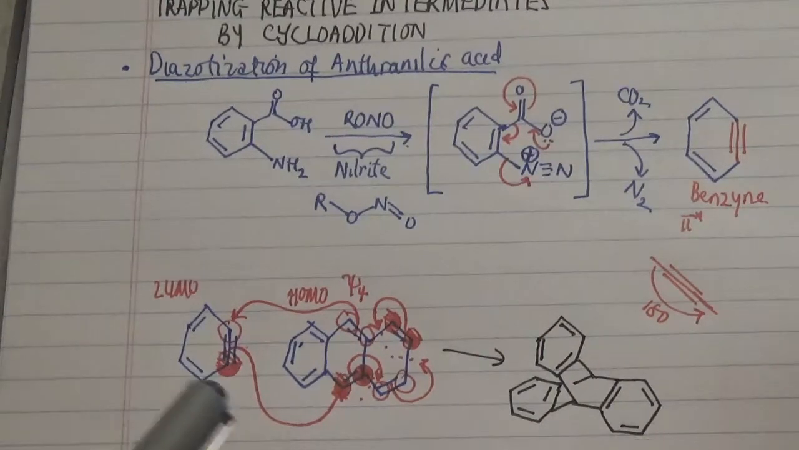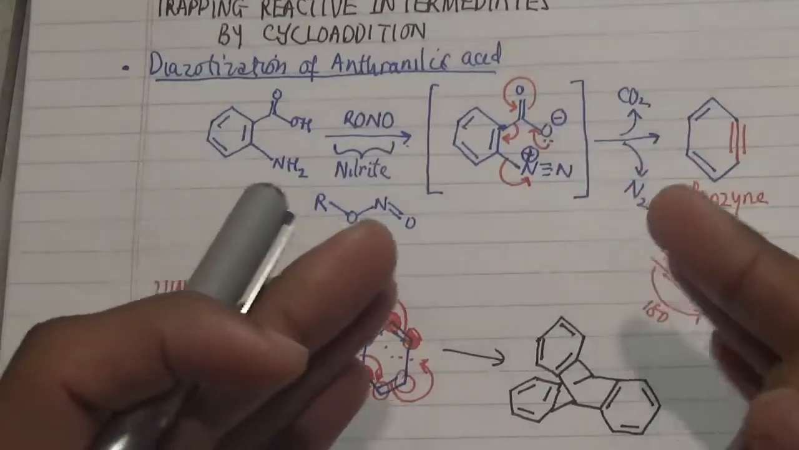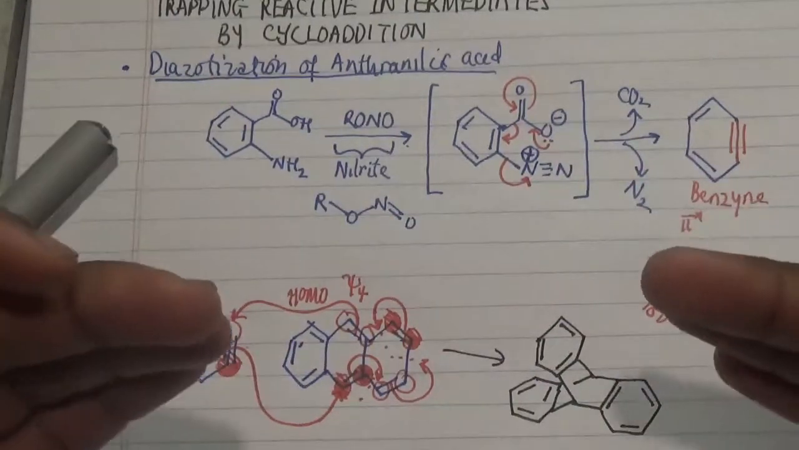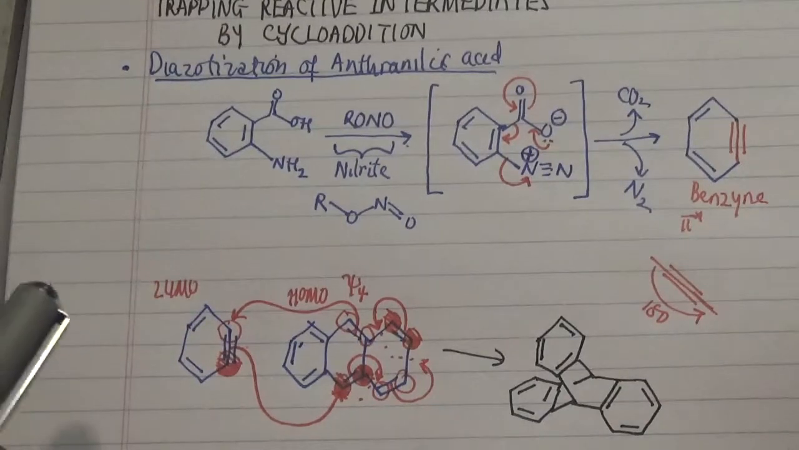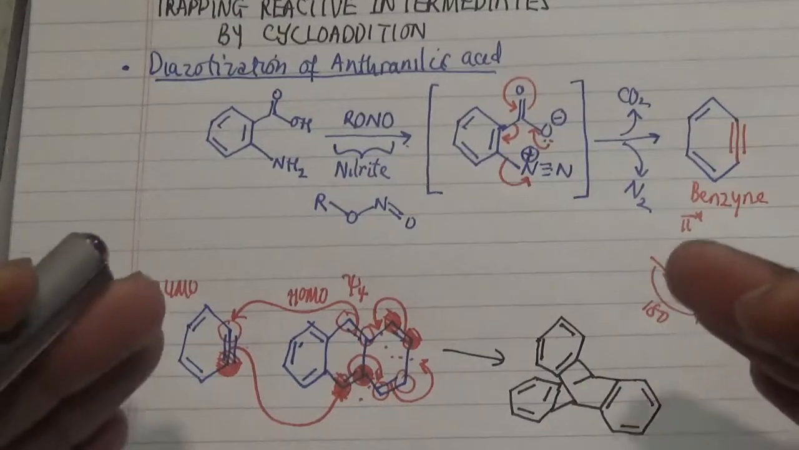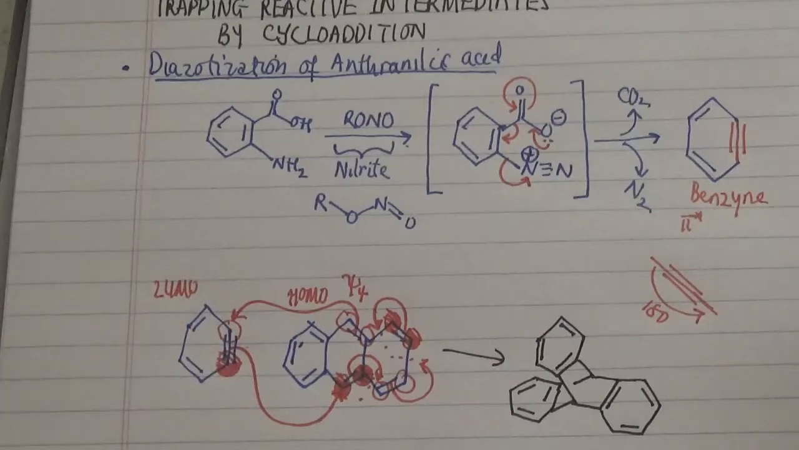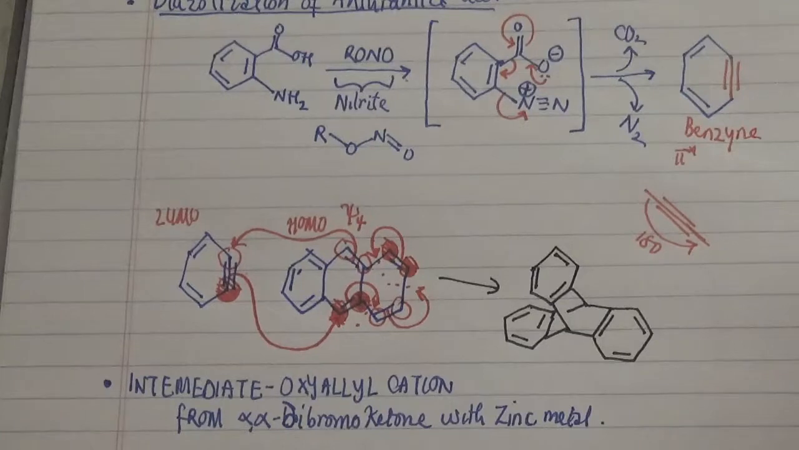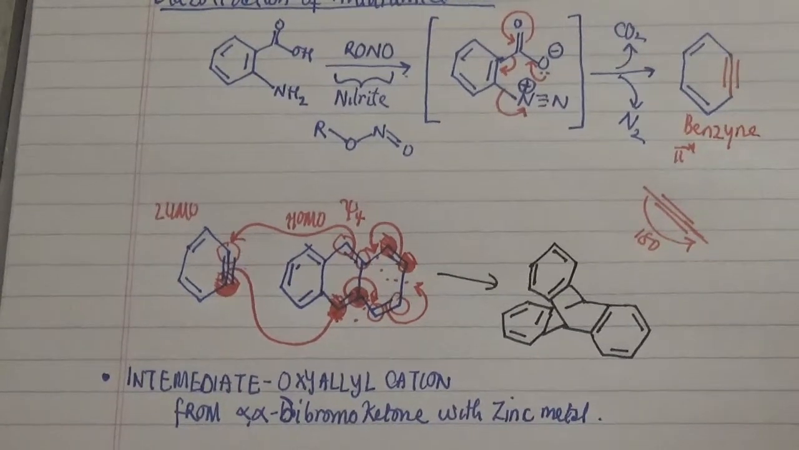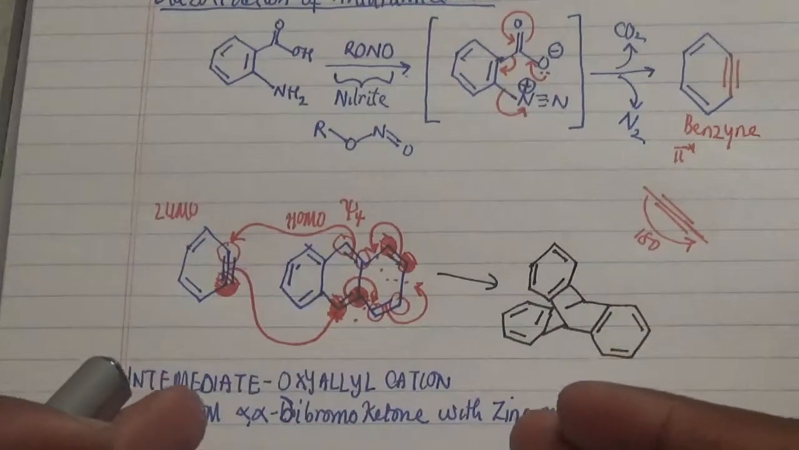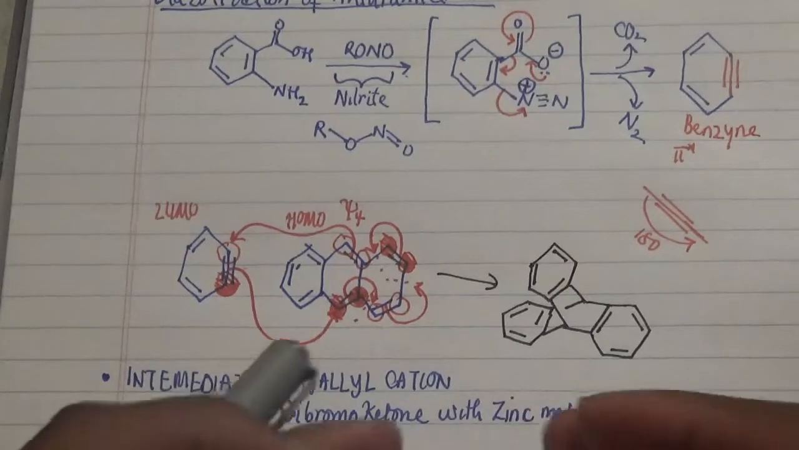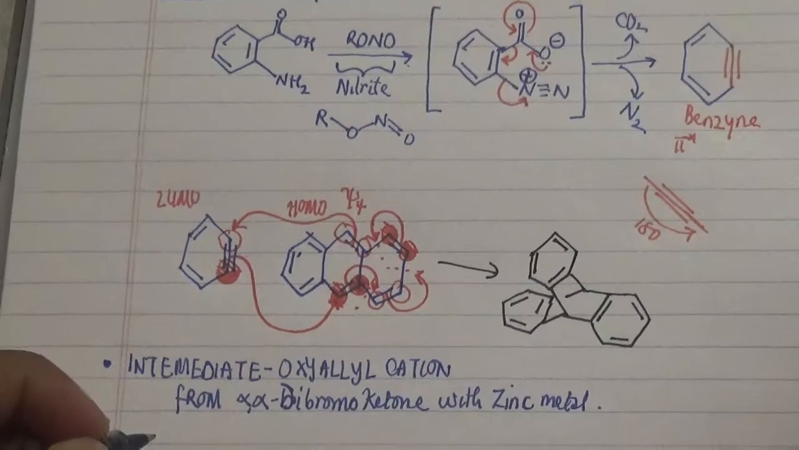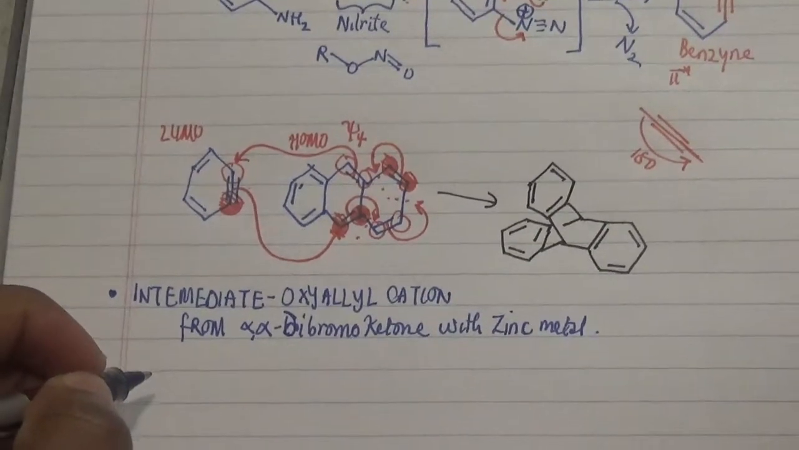In my previous video we looked at trapping a reactive intermediate by cycloaddition reaction, and now we're going to focus on the second way by which we can perform this type of reaction. The second way is by an intermediate called the oxyallyl cation, which is generated from an alpha-alpha dibromoketone with a zinc metal. Now let's look at the first step in this particular process.